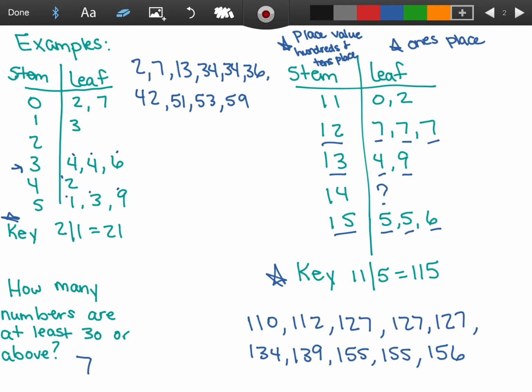And what if I asked you what the mode of that data was? It's easy to look at the stem and leaf plot. It's actually easier than looking at the list of numbers, because you can look at the leaf and see which number was listed the most times. In this case, 127 was listed 3 times. So it was listed more than any other number in that data set, 127.